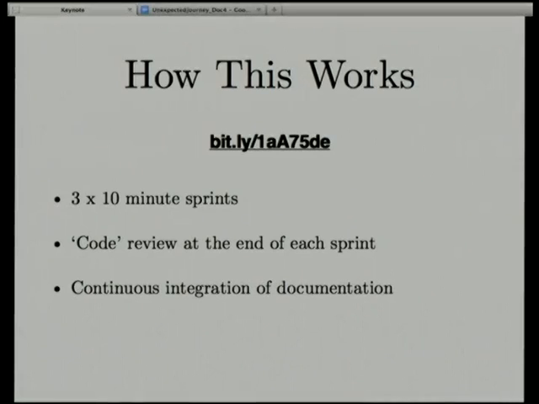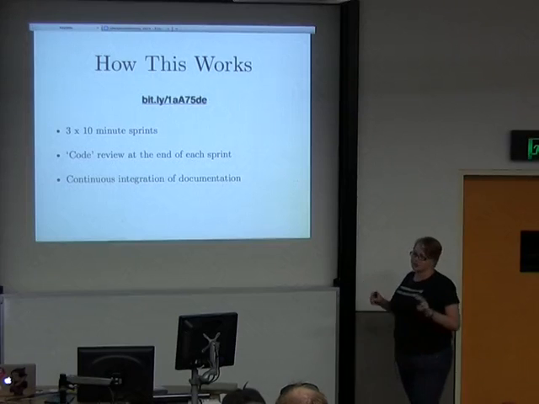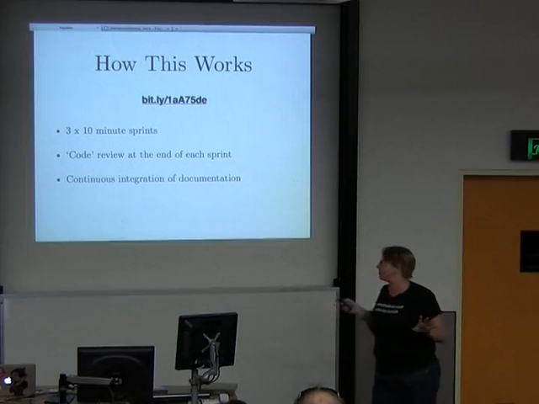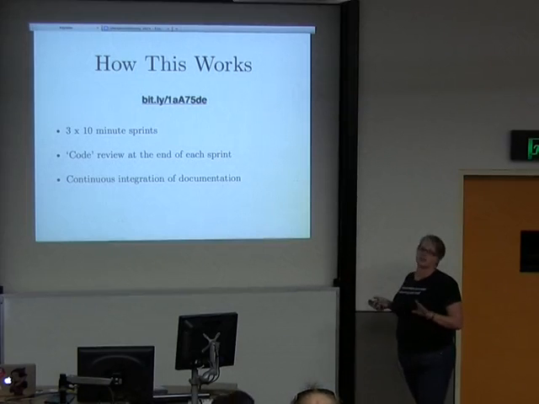We're going to run three 10-minute sprints. Hopefully this works. If we only get two in, that's fine. We're going to do a code review at the end of each sprint. When I say code, I put it in inverted commas because it's not really code. Obviously, it's actually bits of Lego. We're also going to do continuous integration of the documentation.